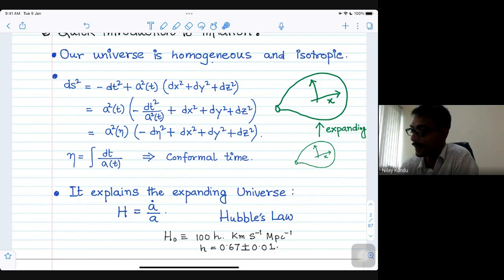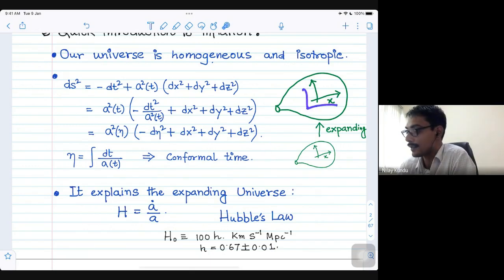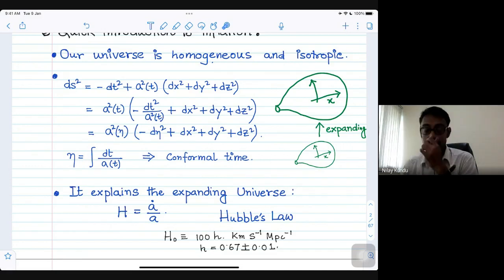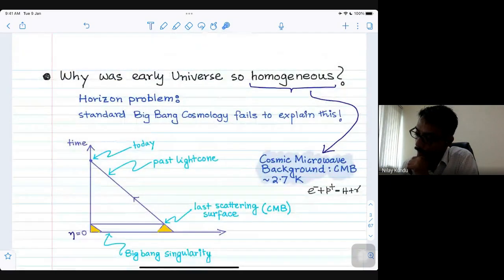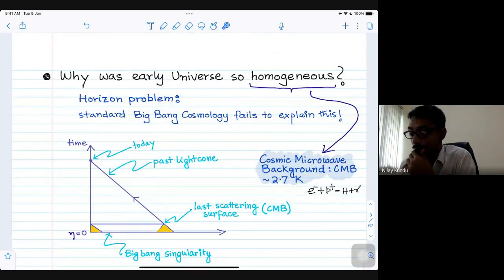But physically, when an observer standing outside measures this distance, he will realize that a distance which was here like this has expanded because of the space-time itself, or the surface of the balloon in this case, has expanded, and we call that the physical distance. So the physical distance is the scale factor a multiplied by the co-moving distance. Now, the question that we should be asking is why was the early universe so homogeneous?